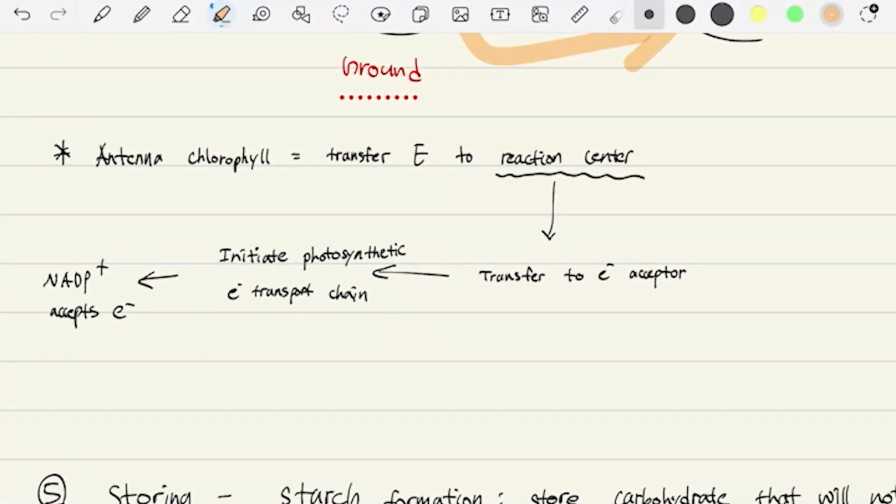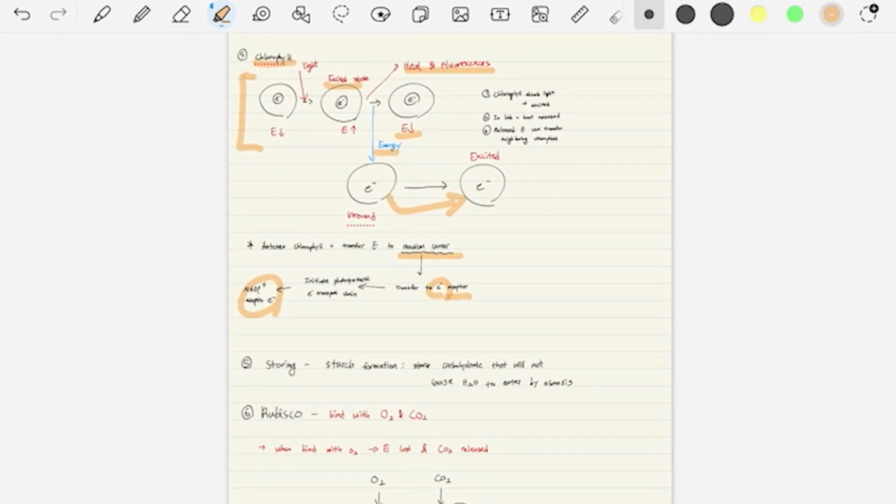When we refer to antenna chlorophyll, it means the chlorophyll that transfers energy to the reaction center. And the reaction center transfers electron to the acceptor, and they initiate the photosynthetic electron transport chain. And finally, the NADP plus accepts the electron.